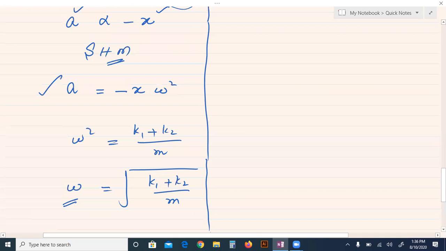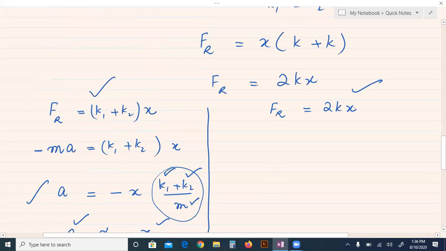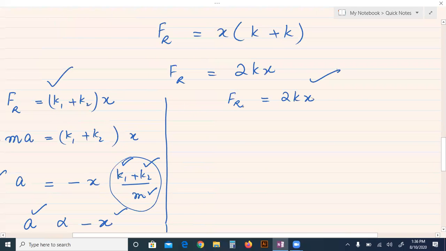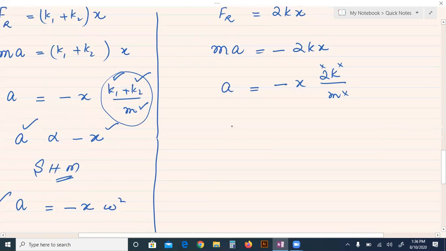Now, on the other hand, if the two springs are identical, then the resultant force is 2kx. It can be written as MA, restoring force, minus 2kx. So A is equal to minus x times 2k over M, where k is constant, 2 is constant, M is constant. Again, acceleration is directly proportional to minus x.